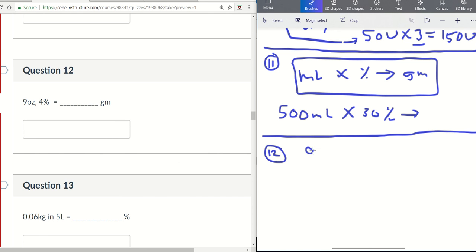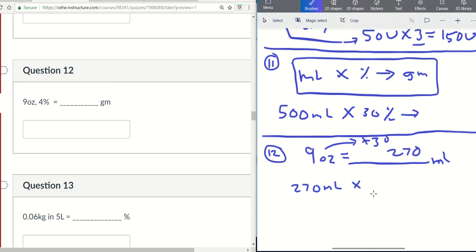12, we'll do the same way. But in this case, we got to turn our ounces into mLs. So an ounce is how many mLs? Ounce is 30. So let's multiply by 30. So that gives us 270 mLs. So you must be in mLs, and then you multiply by the percentage, 4%. So what is 4% of 270?